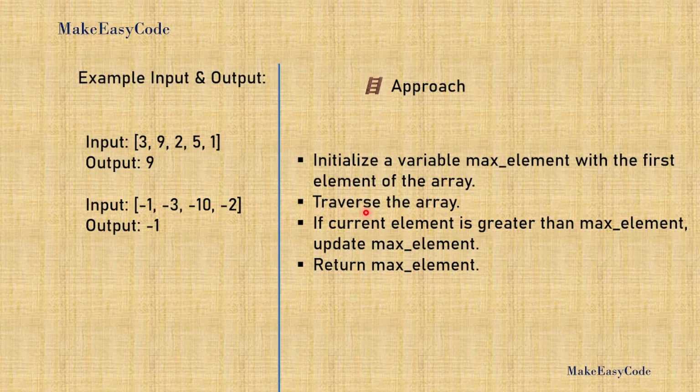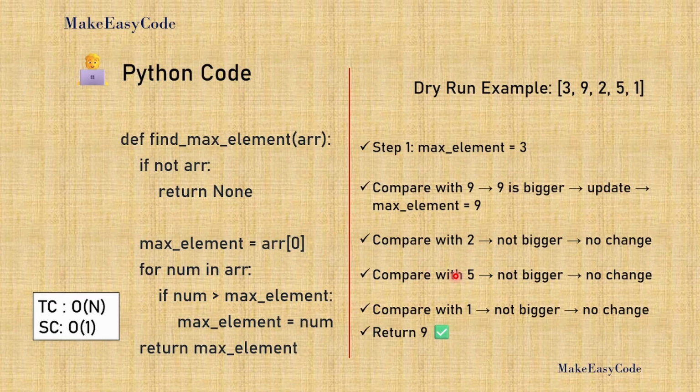First of all, we have to initialize a variable max element with the first element of the array. Then we have to traverse the array with a loop. Then you have to use a condition: if current element is greater than max element, we have to update the max element to the current element. And at last we return the max element.